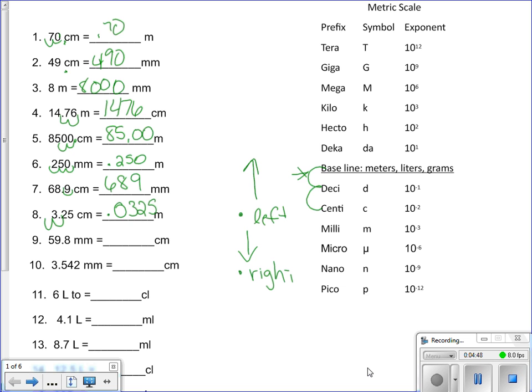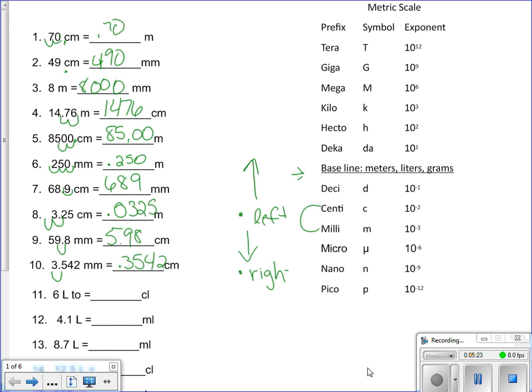59.8 millimeters to centimeters. So milli to centi, we're going up 1 time to the left. So we're going to move our decimal 1 time to the left. So it becomes 5.98. Number 10, we're going from millimeters to centimeters again. So we're going up. We move our decimal 1 time to the left. So it becomes 0.3542.